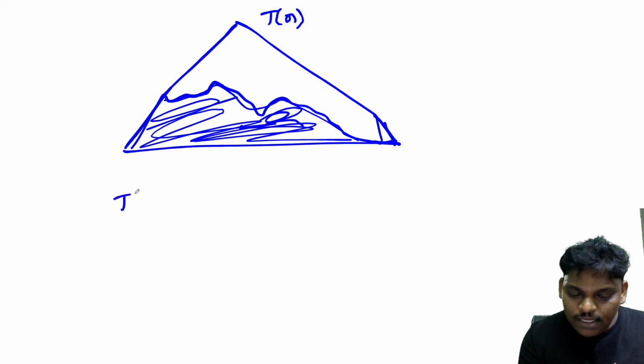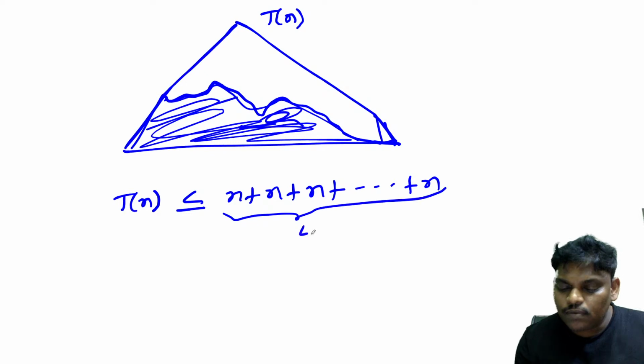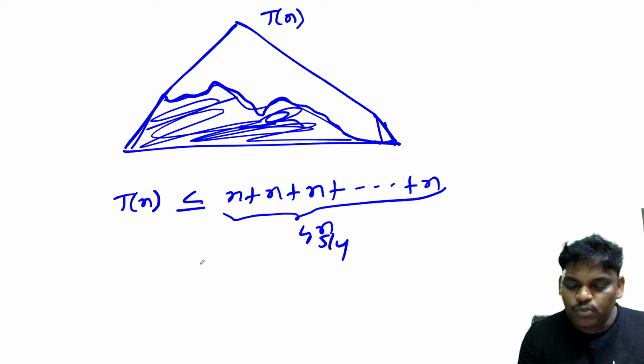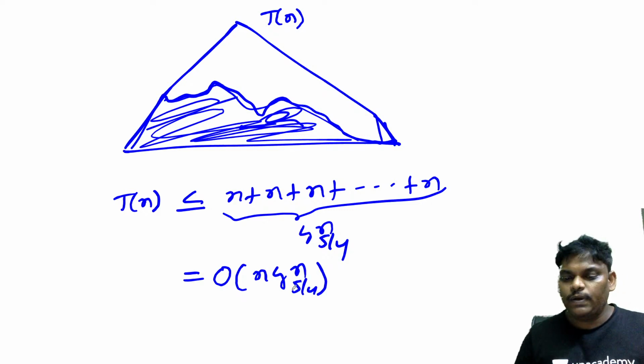So comparing with T(n), because you added a little extra, the answer is n plus n plus n, how many times? Log n base 5 by 4. Because you added extra, it became an upper bound. So big O of n log n base 5 by 4. Right? Next one.